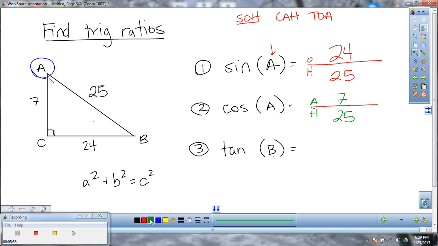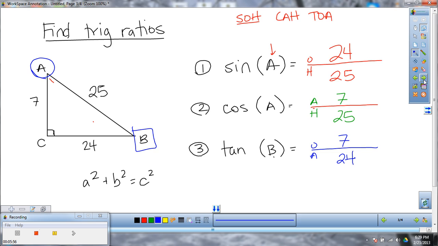Here we're actually using B as our starting point. And so the tangent ratio, we want the opposite and adjacent. Since we're starting at B, opposite of B is going to be 7, and touching B is going to be 24. So here are just a few quick examples of how we can find our trig using a right triangle and our SOHCAHTOA, our trig ratios.